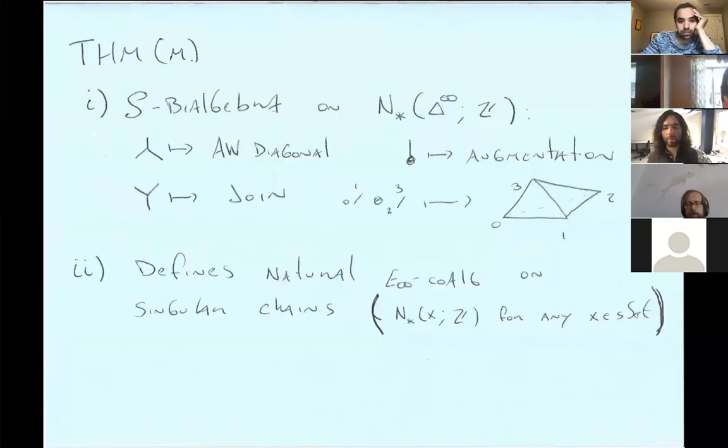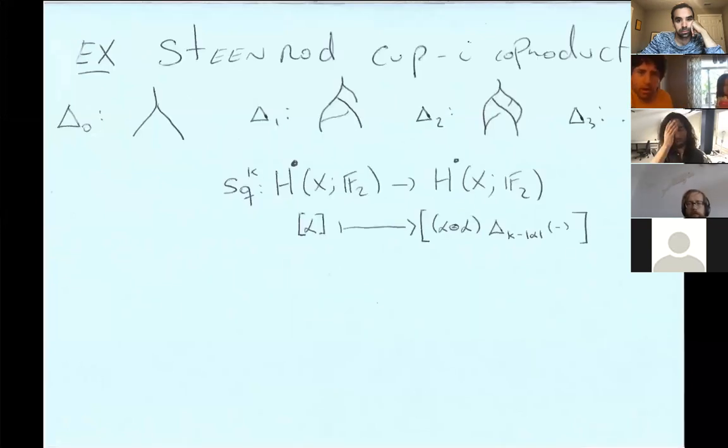So this is something we can ask now as well. What can we use this description of the E-infinity structure on chains of spaces for? Well, one of the first things that we can think of is Steenrod squares. So let's say we want to know how to represent Steenrod squares at the chain level.